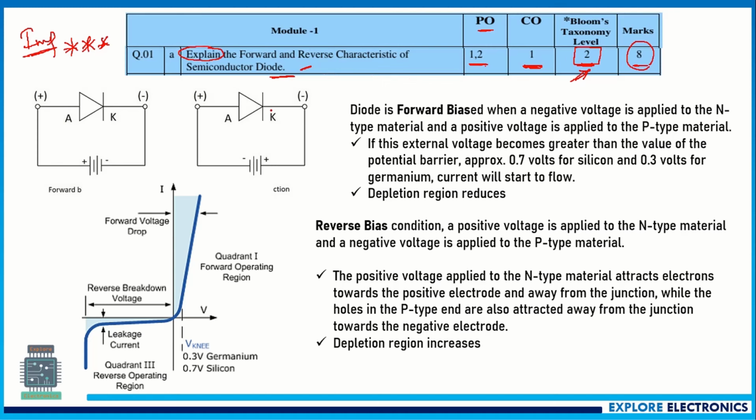No need to analyze the circuit or analyze more things. If it is 3, you need to write the analysis or derive things like that. If it is 4, it is of design kind. So as Bloom's taxonomy level increases, the weightage of the question and the depth of answering increase. Since it is 2, this question will be at the level of explanation. So you need to explain forward bias and reverse bias characteristics with the characteristic curve and the related explanation. This carries 8 marks.